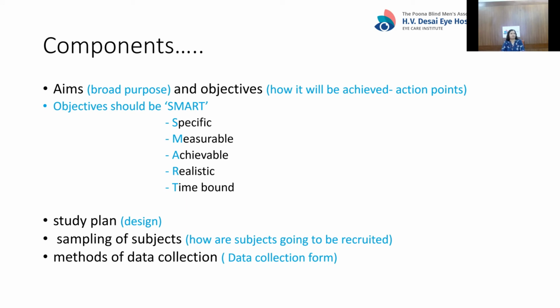Then comes aims and objectives. Aims is nothing but the broad purpose of your study, and objectives is basically how you're planning to achieve this aim. These are nothing but action points. Remember that objectives should be SMART: specific, measurable, achievable, realistic, and time bound. And one should not have more than 3 to 5 objectives for a study. Otherwise, it becomes very difficult and tedious to conduct a study.